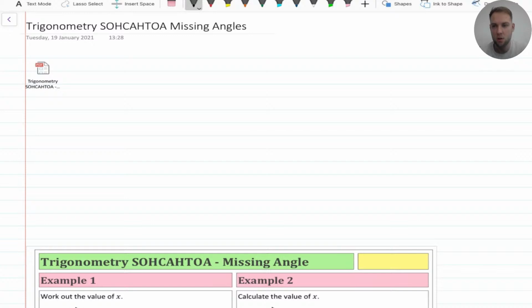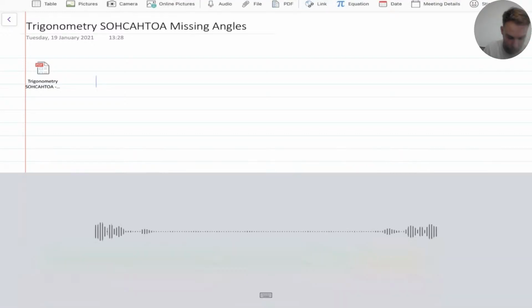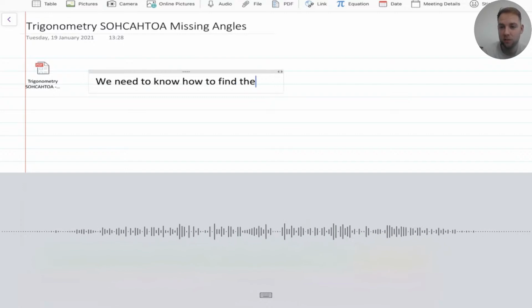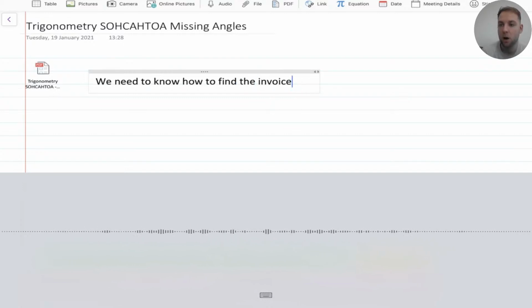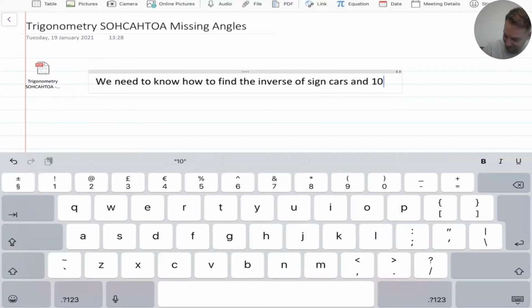There's something that you need to know to find the missing angles, and that's the inverse of sine, cos, and tan. Let's just write that down first of all. We need to know how to find the inverse of sine, cos, and tan.